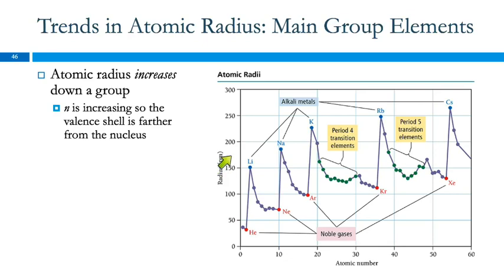We can also look at the alkali metals, group 1. Here's lithium, sodium, potassium, rubidium, cesium. And again, as we go down, the radius gets larger. Now, the difference between rubidium and cesium is pretty small. You might not predict that, but we're just looking at the general trend. Any questions about that?